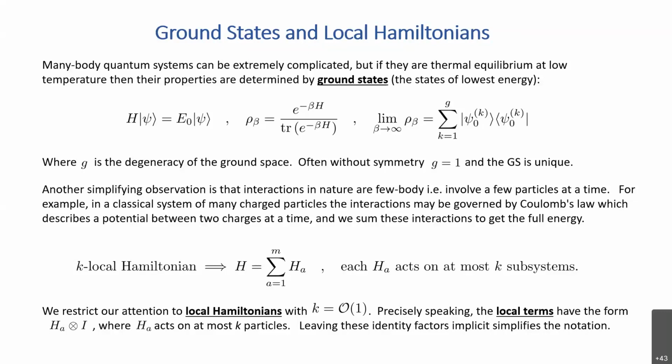The terminology we use is that the Hamiltonian is k local, where each interaction term acts on at most k subsystems, say qubits, individual particles in this case.